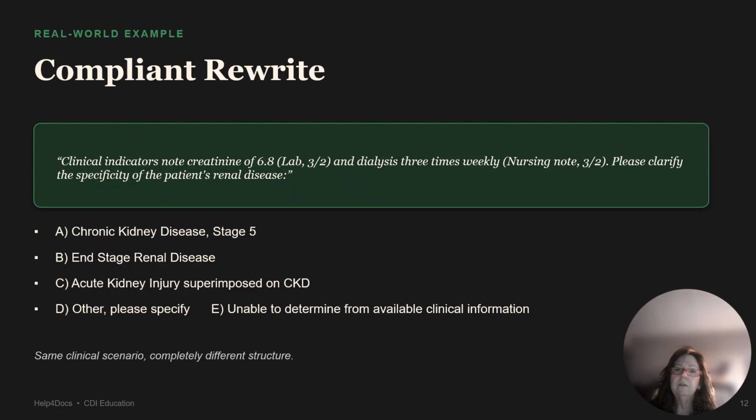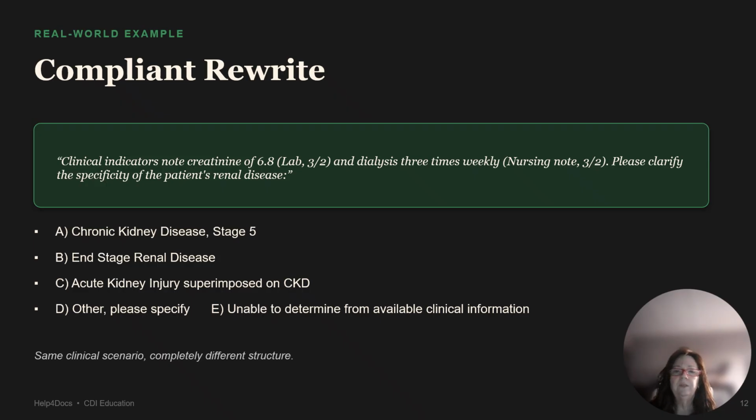Okay, so here's the same clinical scenario, but this one's rebuilt compliantly. Here's our query. Clinical indicators note creatinine of 6.8, lab of 3.2, and dialysis 3 times weekly, and that's from the nursing note on 3.2. Please clarify the specificity of the patient's renal disease. A, chronic kidney disease stage 5, B, end-stage renal disease, C, acute kidney injury superimposed on CKD, D, other, please specify, or E, unable to determine from available clinical information.